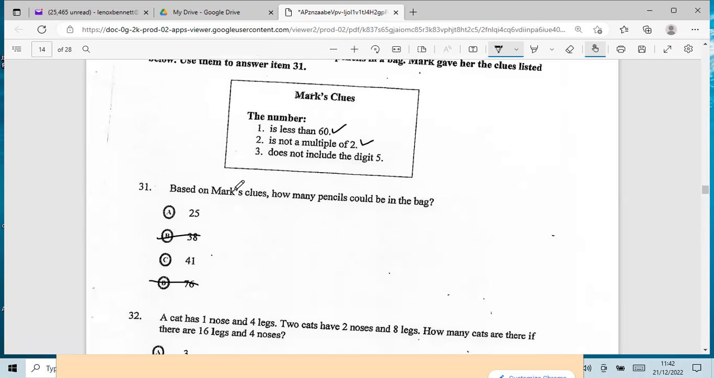All right. This is the last clue now. 3 does not include the digit 5. So it does not include the digit 5. So which is it? C. 41. Very good. 41. It can't be this because this has 5 in it, right? Somebody is texting in the chat. Let me just check. 41. Very good, Akeelia. You guys must definitely join my regular class though, all right?